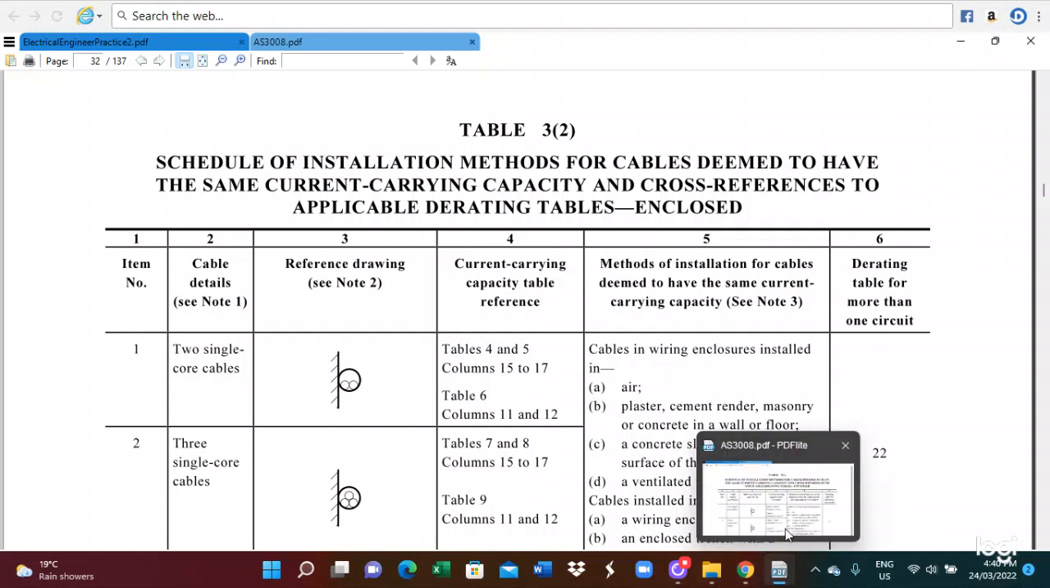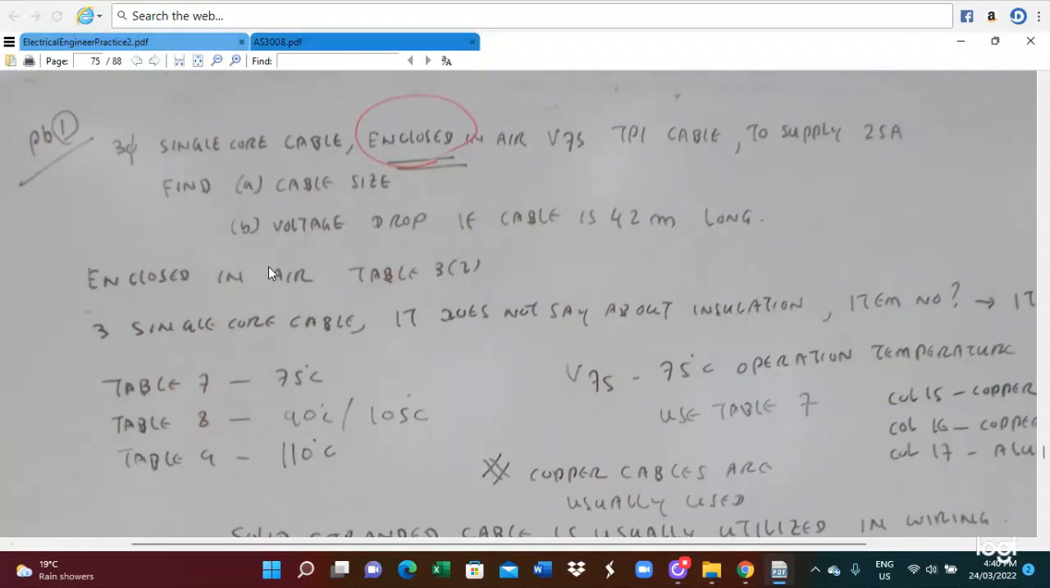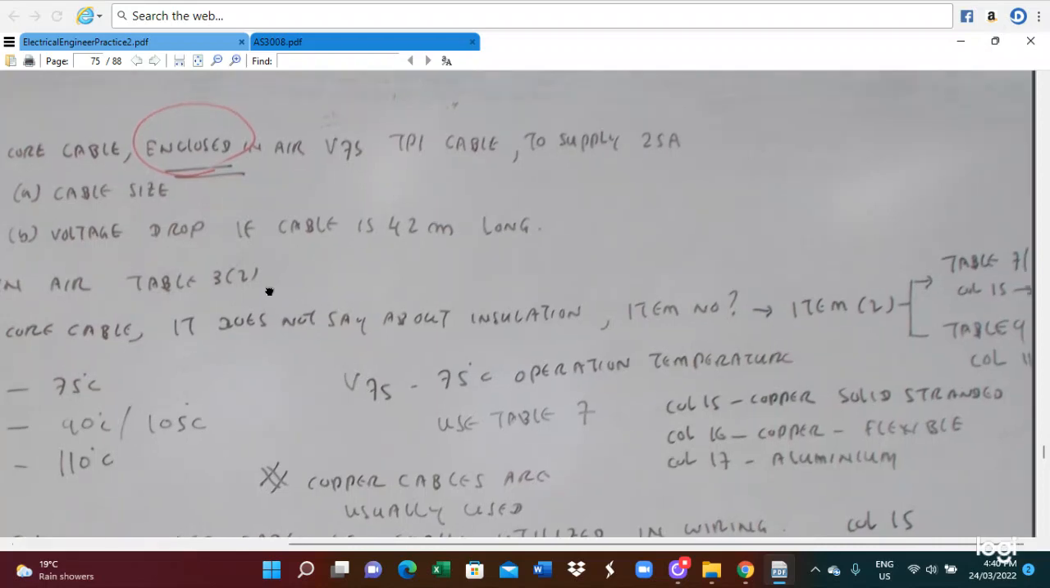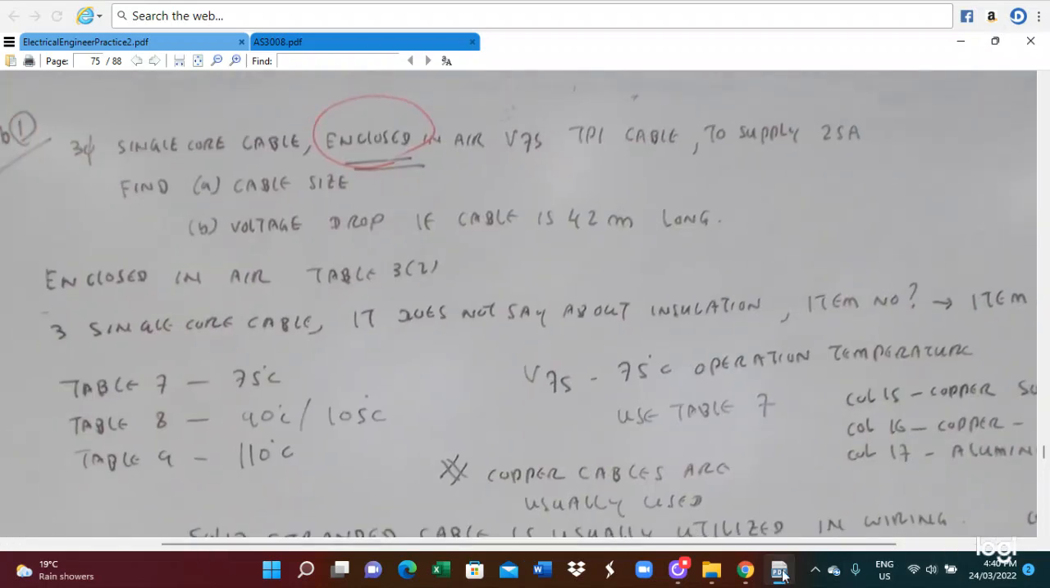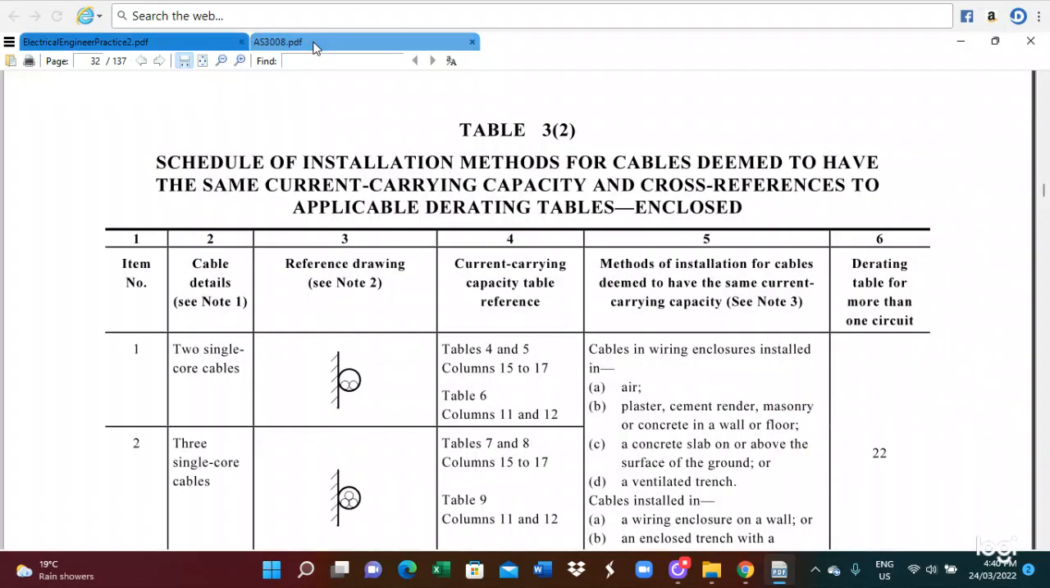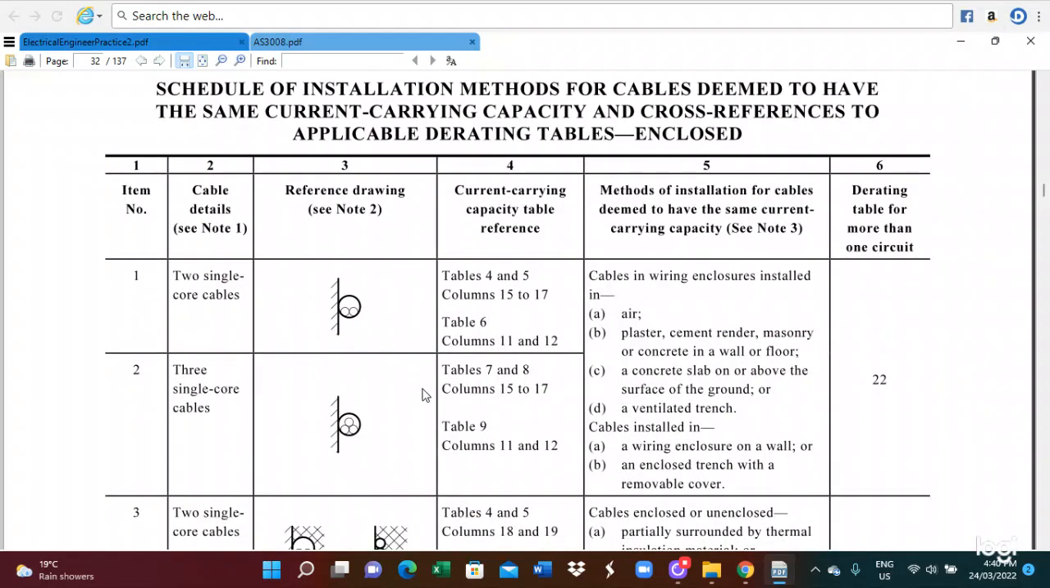So the problem gives three single core cable, and it does not mention the insulation. So we have to refer to item number 2. Item number 2 is this one: three single core cable. It does not mention the insulation.